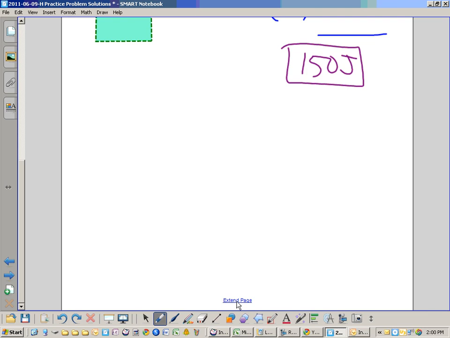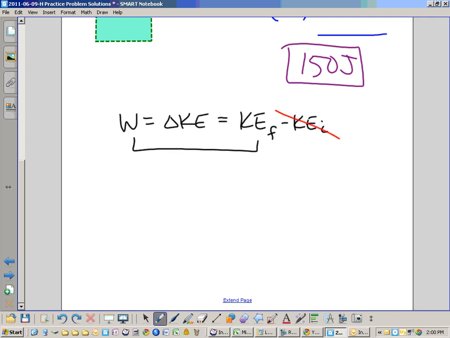We know that work is equal to change in kinetic energy, which is kinetic energy final minus kinetic energy initial, but we know the kinetic energy initial is 0. That's where it starts. So work is equal to kinetic energy final. Kinetic energy is equal to 1 half mv squared, so kinetic energy final is equal to 1 half m v final squared.